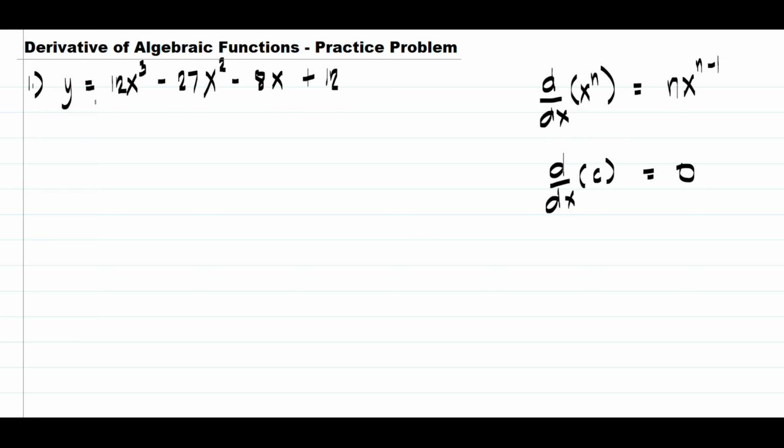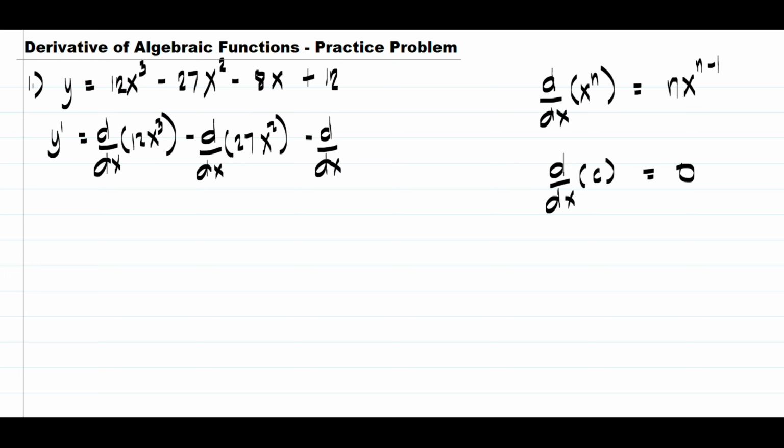On number 1, we have y equals 12x cubed minus 27x squared minus 8x plus 12. So let us have y prime, that is the derivative of function y, and we have d over dx of 12x cubed minus d over dx of 27x squared minus the derivative of 8x plus the derivative of the constant 12.